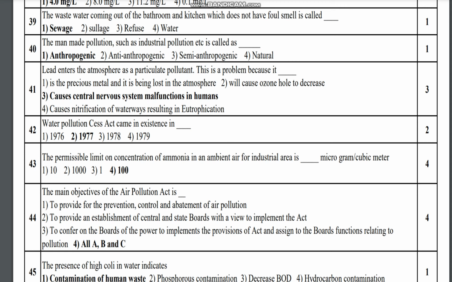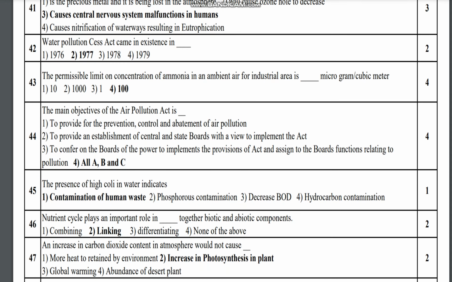Then question number 40: man-made pollution such as industrial pollution, etc., is called anthropogenic. Then lead enters the atmosphere as a particulate pollutant. This is a problem because it causes central nervous system malfunction in humans. Question number 42: Water Pollution Act came into existence in 1977.